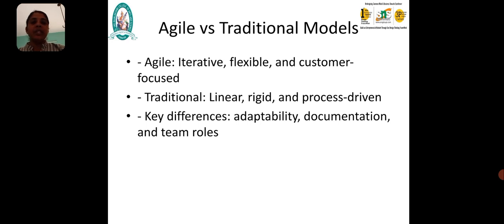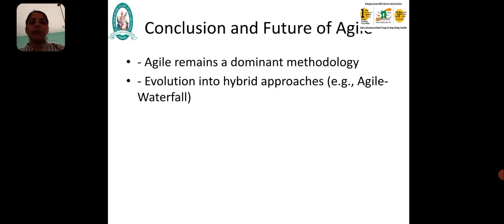Agile versus traditional model. Agile is iterative, flexible, and customer focused. Traditional is linear, rigid and process driven. Key differences: adaptability, documentation, and team roles are different in both models.